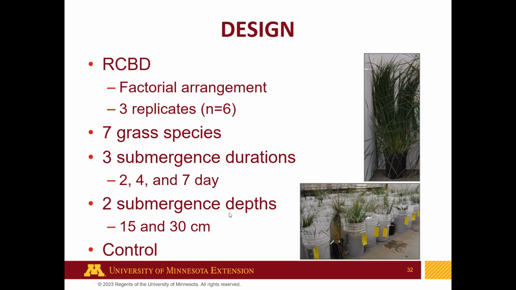How this study was conducted, we would take our grass plant, as you can see in the top right photo, and then we would place this plant into a 7-gallon pail, which you can see in the bottom photo. And then we would add tap water straight from the greenhouse, and we would measure the height. So it was either 6 inches above the soil surface or 12 inches above the soil surface. And water was added as needed every 2 days to maintain that height. And once that water was added, the grasses were submerged for either 2 days, 4 days, or 7 days.